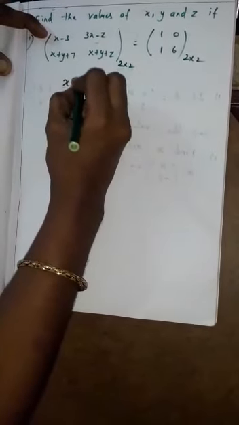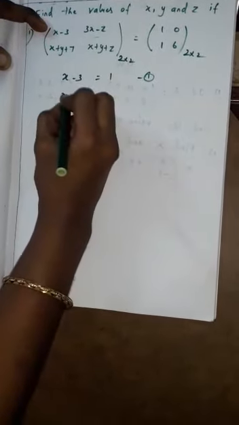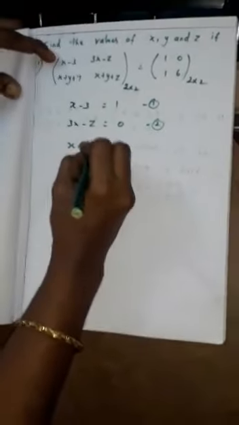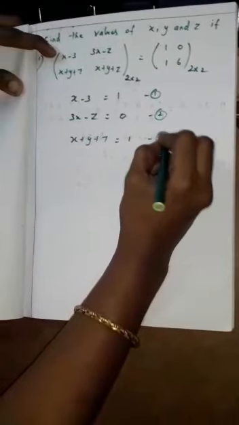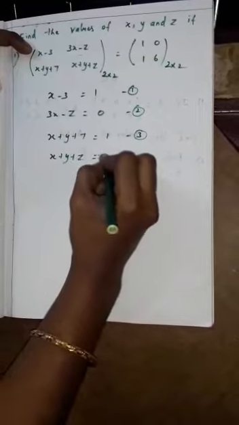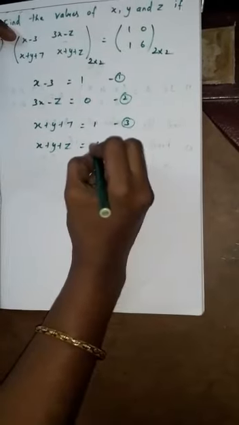First, the first element: x minus 3 equal to 1. This is the first equation. First row second element: 3x minus z equal to the corresponding element 0. This is the second equation. Second row first element: x plus y plus 7 equal to the corresponding element 1. This is the third equation. Fourth one: x plus y plus z equal to the corresponding element 6. This is the fourth equation. Then find the values of x, y, z.